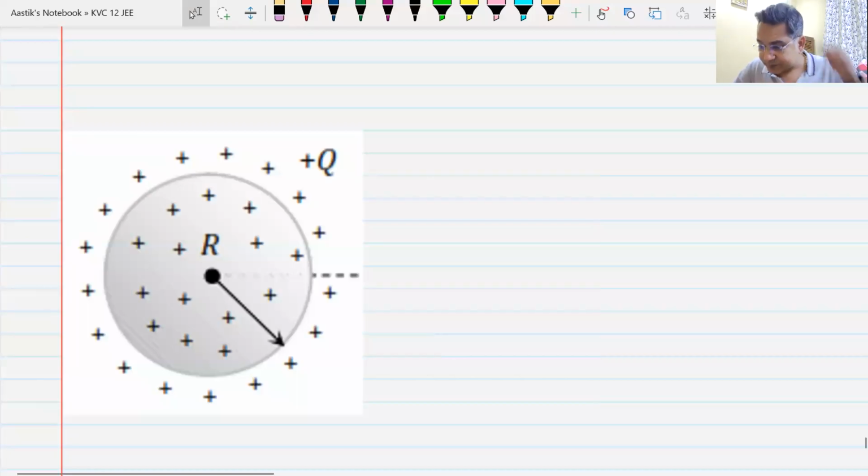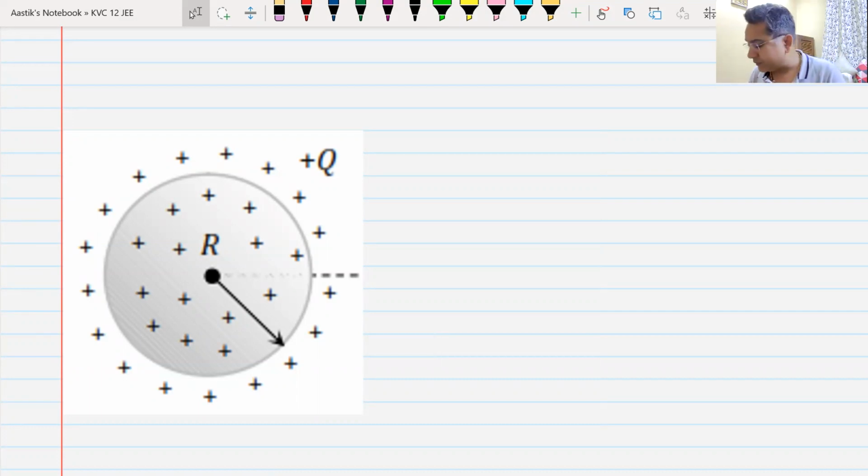This is the sphere. Now this is a uniformly charged sphere. The charge is uniformly distributed throughout the volume. Now, if I take any point on this sphere, let us say here, at a distance, let us say small r, you remember the formula for that electric field inside that sphere, right?